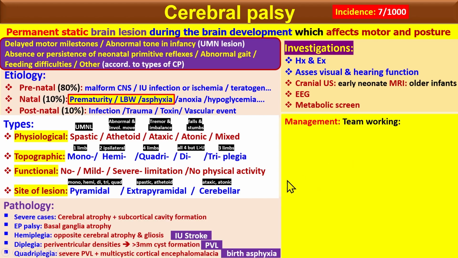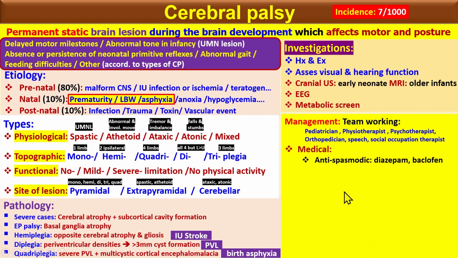Okay. In the management, teamwork is needed, because we know this is a permanent lesion. We are trying to improve the patient's quality of life. Okay, so we need in the team a pediatrician, physiotherapist, psychotherapist, orthopedician, speech and social occupational therapist. Okay, medically, we try to give antispasmodics, diazepam and baclofen, to decrease the spasm, and we give anticonvulsants to prevent seizures. We give anticholinergics if there is rigidity or sialorrhea, meaning hypersalivation or excessive drooling.